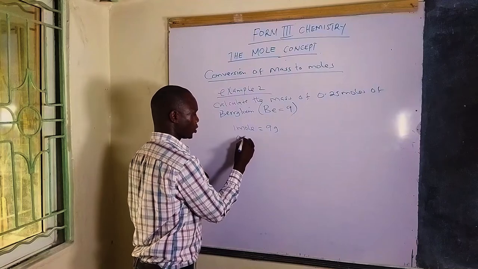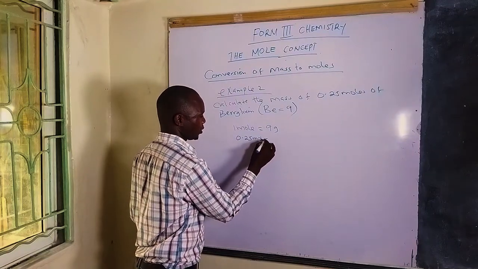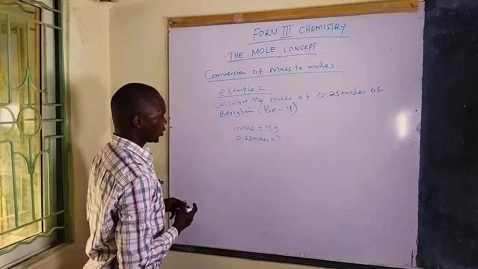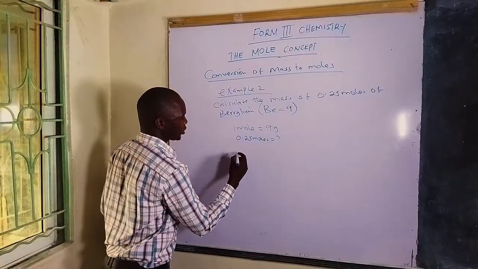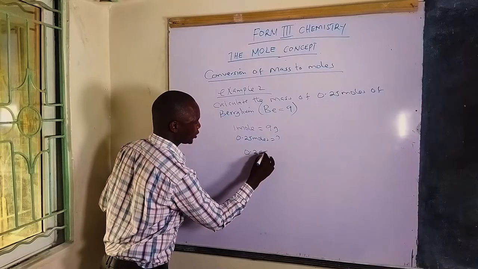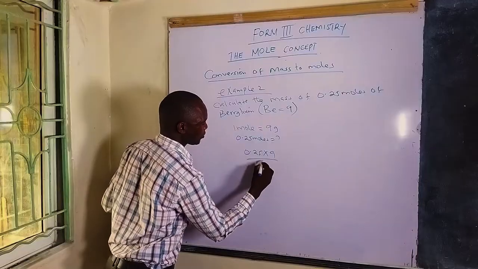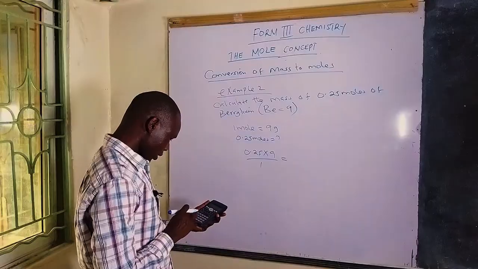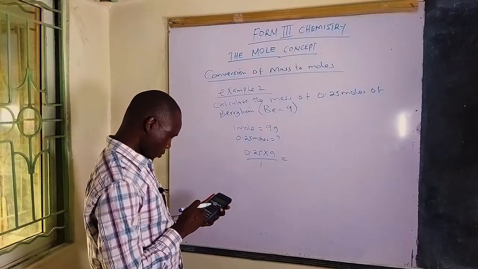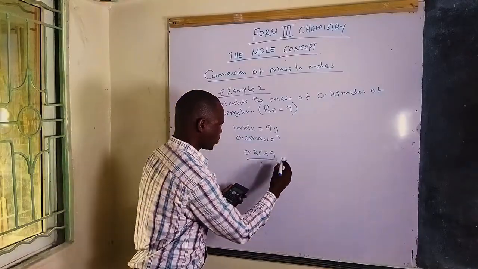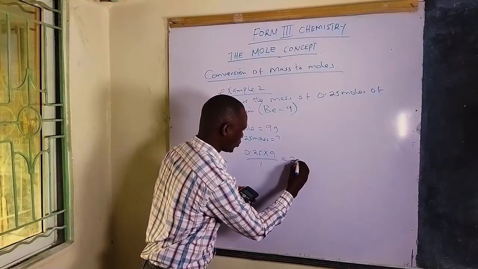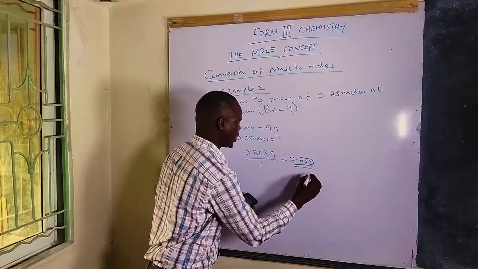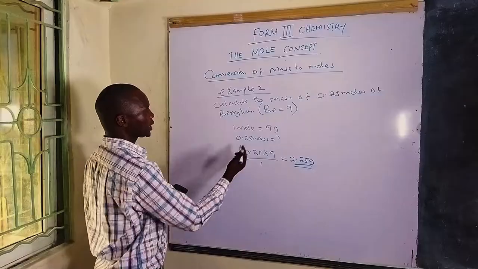What about 0.25 moles? If you ask yourself that question, you cross multiply so that we have 0.25 times 9 divided by 1. We multiply 0.25 by 9, and this gives me 2.25 grams. So what we are calculating is the mass.